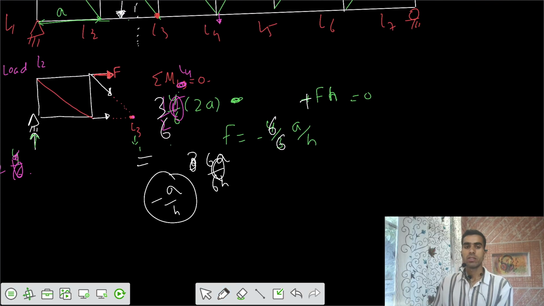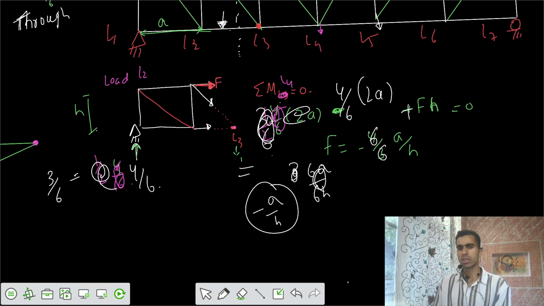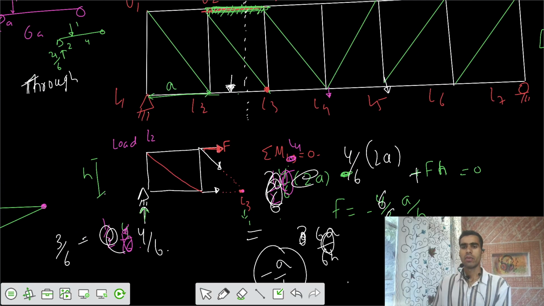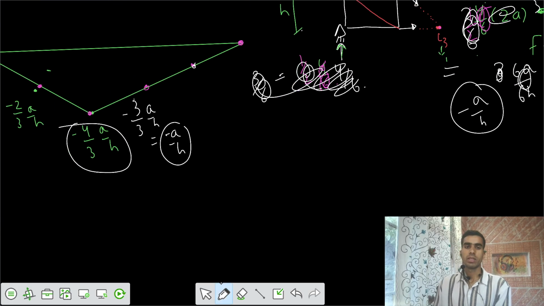And finally this one would be, by symmetry, once you got the reaction, if the load is now at L5, the reaction would be 4 by 6. That's 4 by 6 into 2a, that's 8 by 3, that's 4 by 3. Now if the load is at L6, the reaction would be 2 by 6, so that's 1 by 3. 1 by 3 of 2a is 2 by 3, so the ordinate would be 2 by 3.